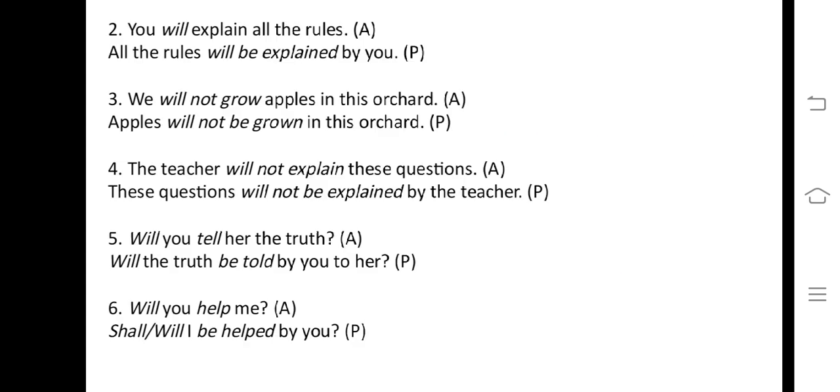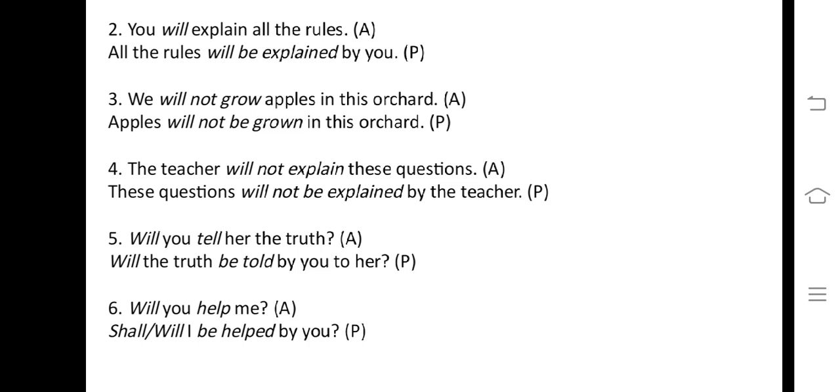Let's see that. Our second sentence is, you will explain all the rules. You is the subject, will explain is the verb, all the rules is the object. So we'll write all the rules first. Then will be, I told you, blindly you have to write. Do not bother about simple future tense sentences. Then V3 form of explain, it is explained by you. By we always write before the subject, which we write in place of an object in passive voice. Please remember this. So our answer is like this. All the rules will be explained by you.